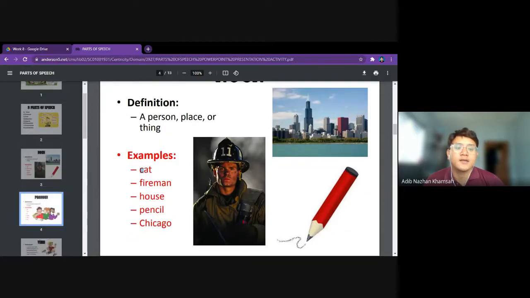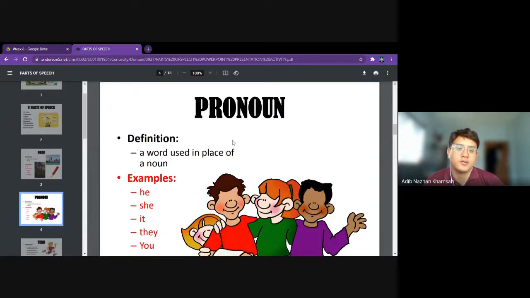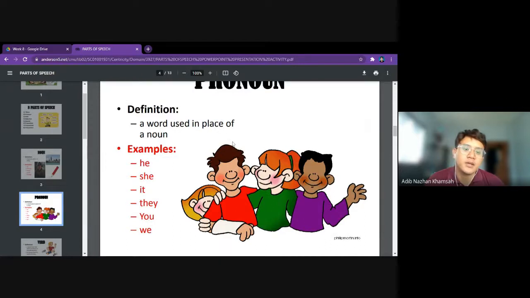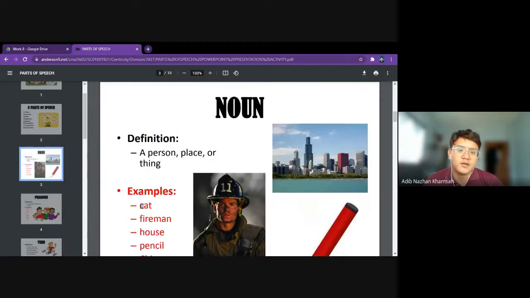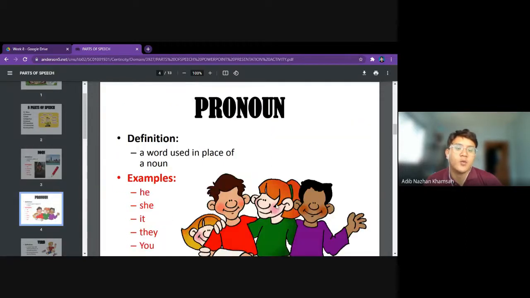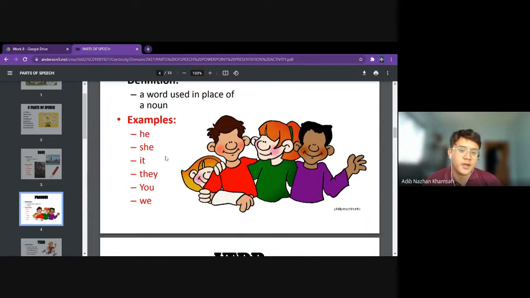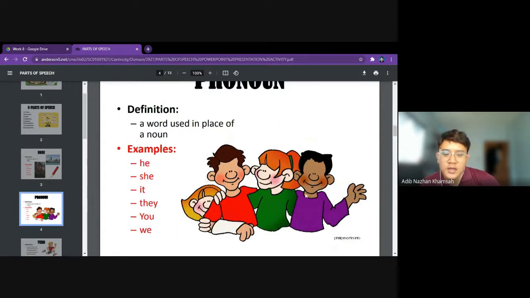And then next is pronoun. Okay, pronoun, kata ganti nama diri. The definition here tells you that a pronoun is a word used in place of a noun. Maknanya dia merujuk kepada kata nama, siapa dia. Usually it's the same, person, place or thing, tapi kita want to use in place of a noun, refer kepada siapa. As we can see in this picture.